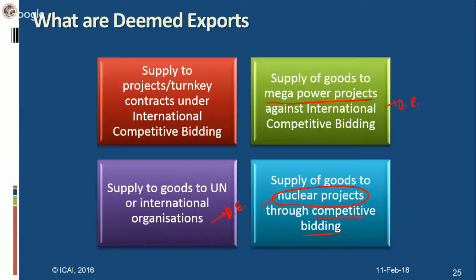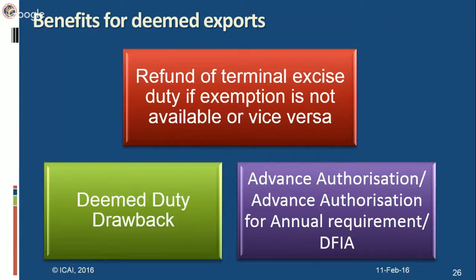So this covers the supplies which will be considered as deemed exports. First, we considered the supplies made by the manufacturer. And secondly, in this slide, we covered the supplies made by the main contractor or the subcontractor to the specifically designated projects under international competitive bidding. And in case of nuclear projects, international competitive bidding is not required. Competitive bidding need not be international. It can be national also, domestic competitive bidding also.